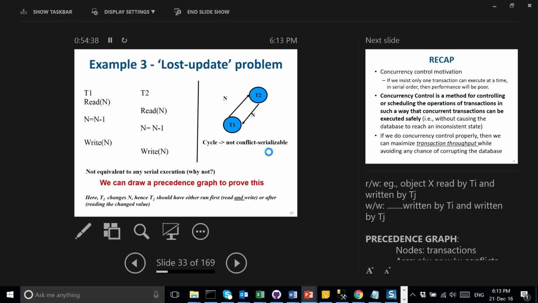No, it cannot be upgraded. Can the lock be upgraded here? Yes, you're right. It tries to ask for an upgrade. It says, I have a shared lock, please upgrade it for me to an exclusive lock. What will the concurrency control manager say? Sorry, we cannot do that.